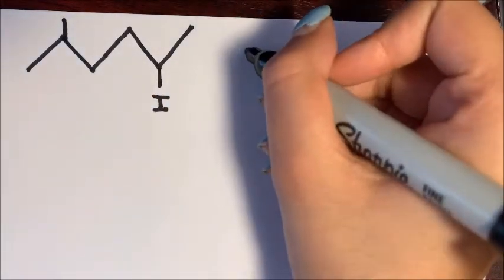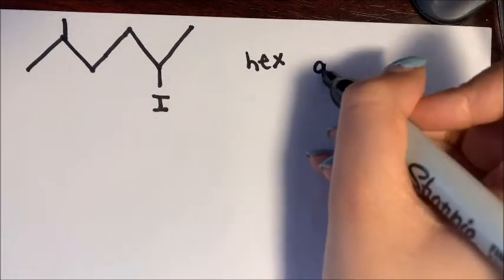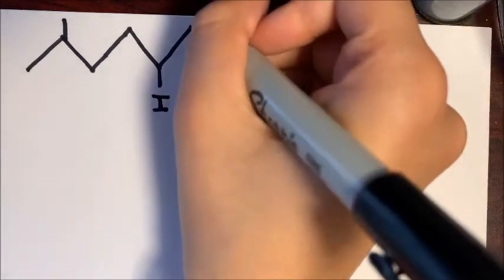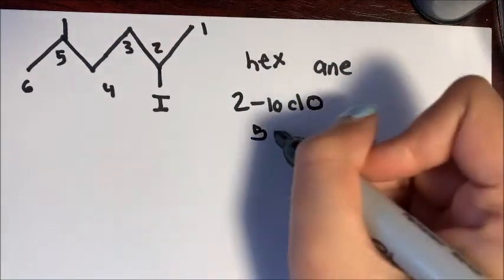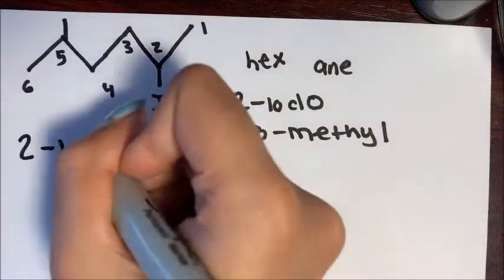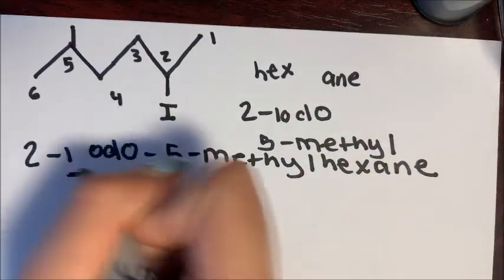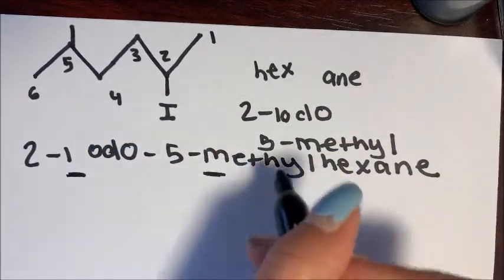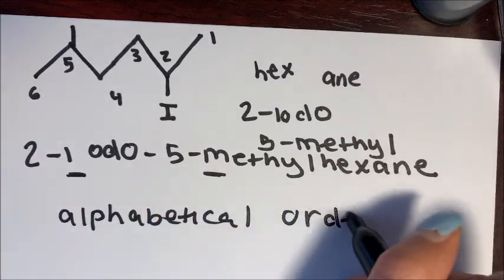So since this is a 6-carbon chain, we are going to get a first name of hex, and only single bonds gives us a last name of ane. Since iodine is on carbon 2, it gives us 2-iodo, and the methyl group on carbon 5 gives us 5-methyl. This gives us the name of 2-iodo-5-methylhexane. Iodo is before methyl because I comes before M in the alphabet, and we use alphabetical order for prefixes.